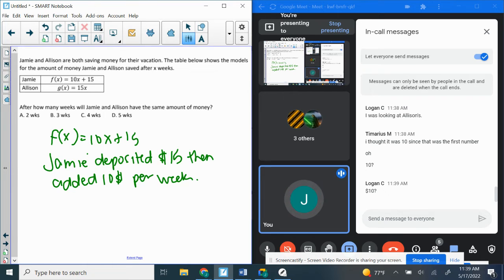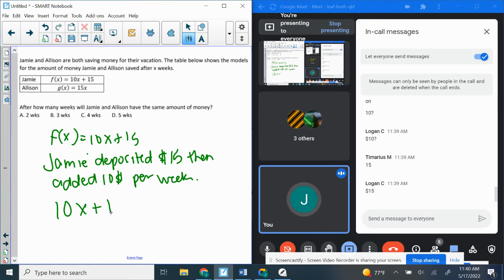And then, how much is Allison putting in per week? 15, right, because it's 15x. And again, Allison didn't put anything to start with. Hers is just going to go up by $15 per week. So we can set these equal to each other and solve, because when this side is equal to this, their outputs are the same, because y equals, and that would be substitution, if you remember when we had systems of equations.